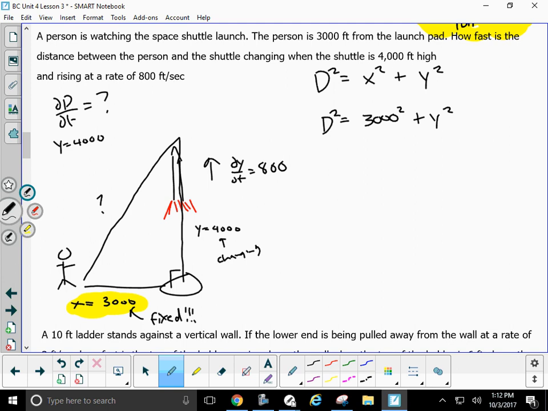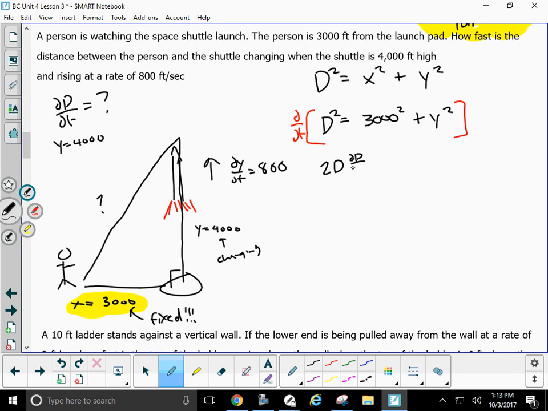And all of a sudden, I have a more specific formula for this situation, because this is fixed. Okay? I am going to take the derivative of it now, because I want to find dD/dt. I need to take the derivative of this to get dD/dt.